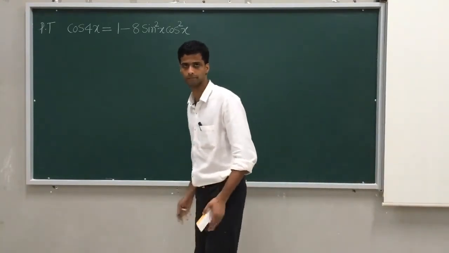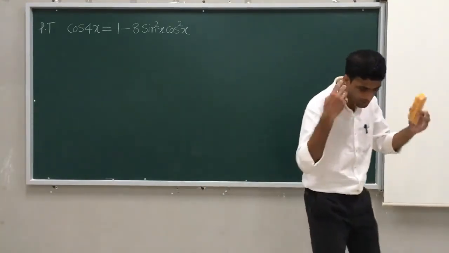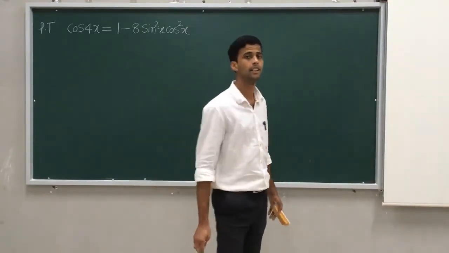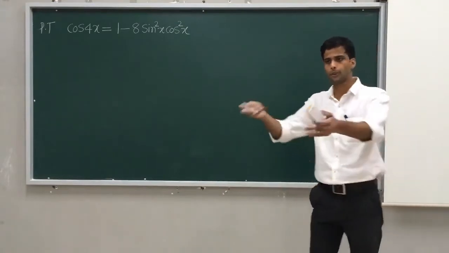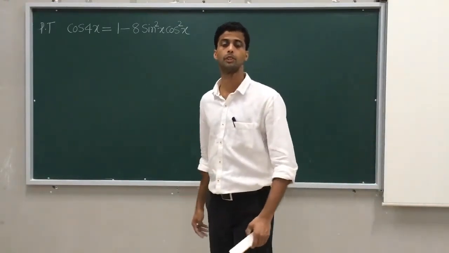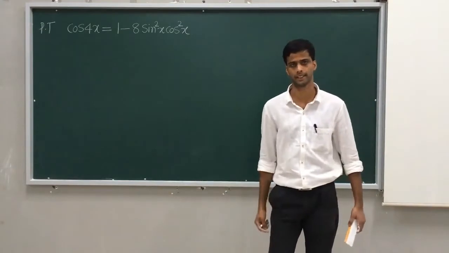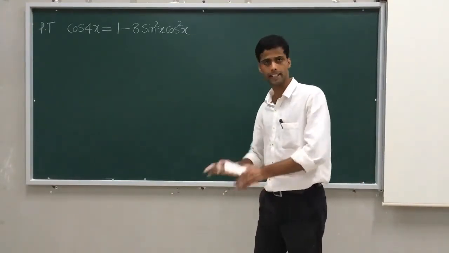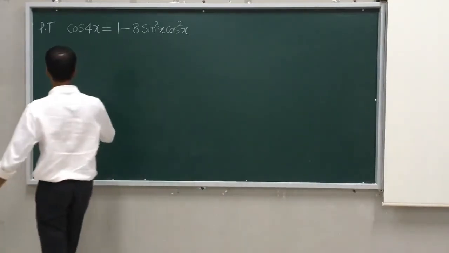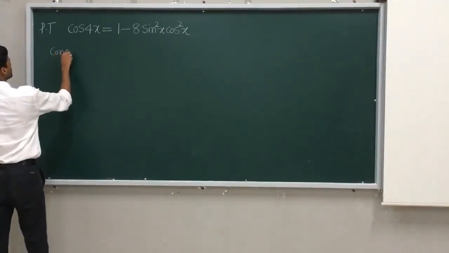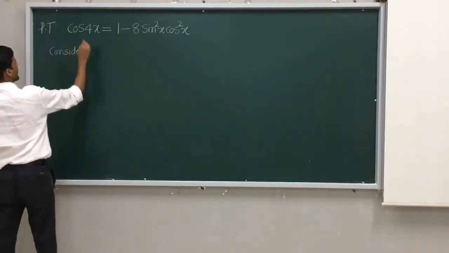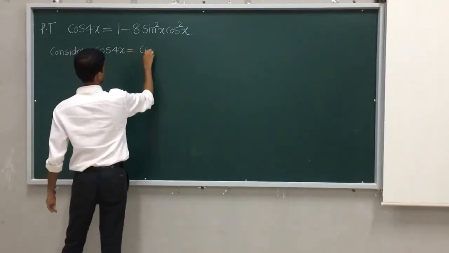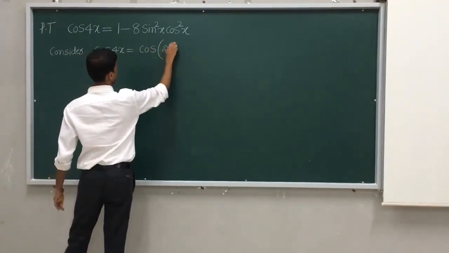How to proceed? We have sin 2x, cos 2x, sin 3x, cos 3x. How to derive formula for 4x? We all know 4x can be written as twice of 2x. Same analogy or same method I will implement here so that we will get answer. Okay. So what we will do here is consider left hand side, that is cos 4x. I will write this as cos of 2 times of 2x.